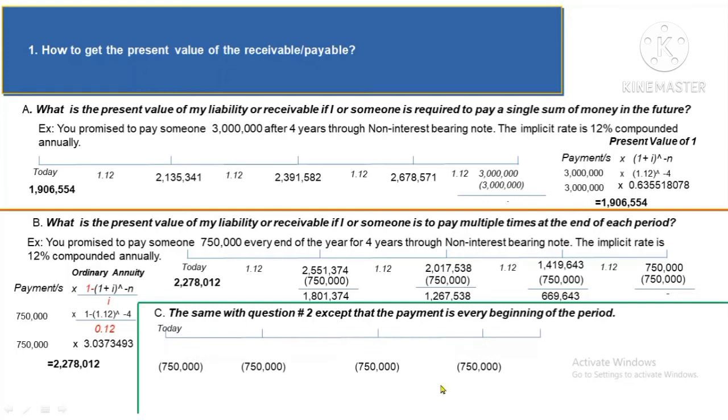So if you observe, the last payment of 750,000 happened at the end of the third year instead of at the end of the fourth year, because in substance, the end of the third year is also equivalent to the beginning of the fourth year. Of course, we are still to use the 1.12, so we can start working back.